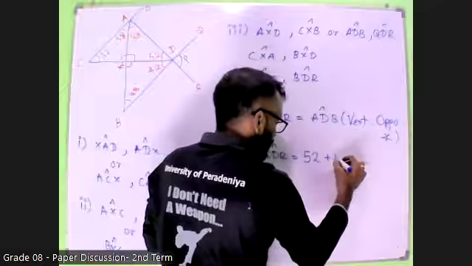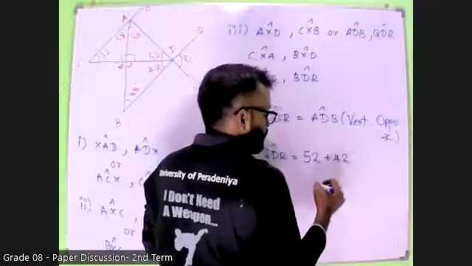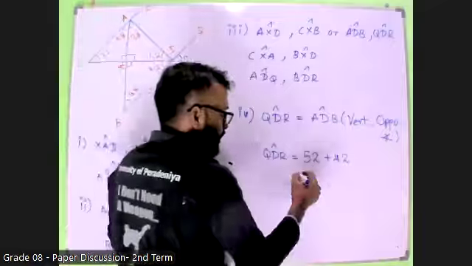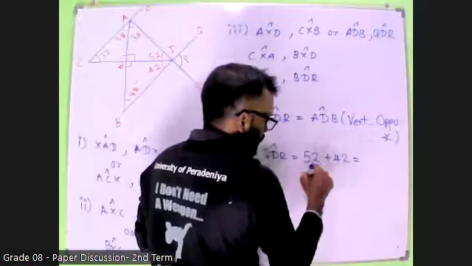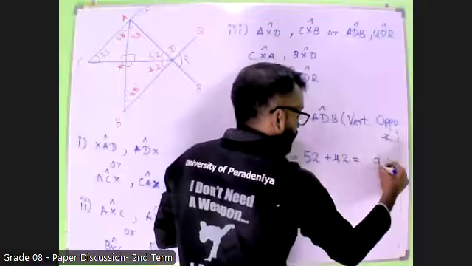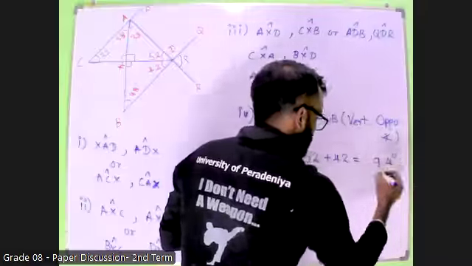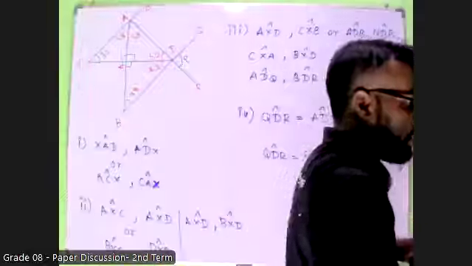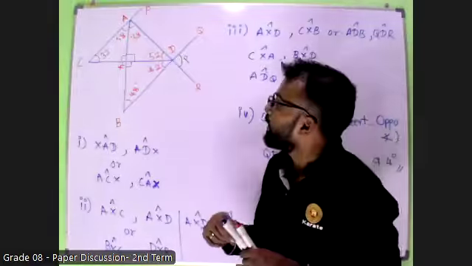52 plus 42 equals 94 degrees. So 94 degrees. The magnitude of QDR is 94 degrees.